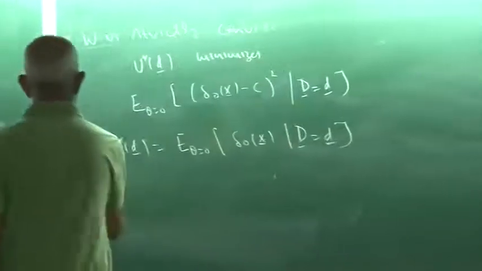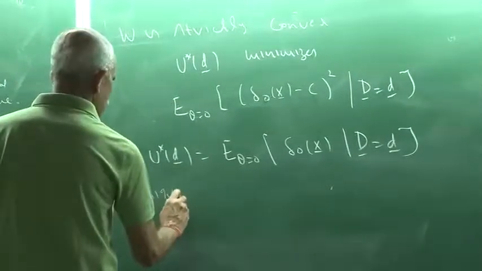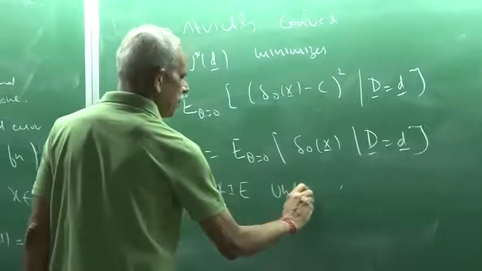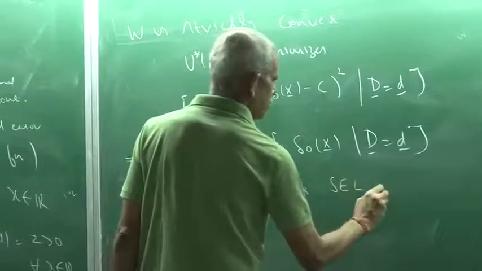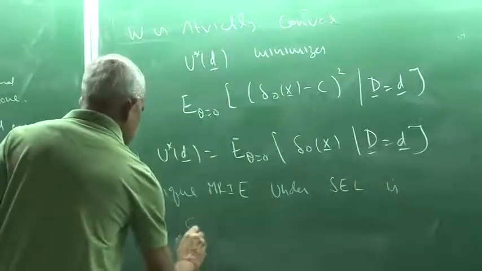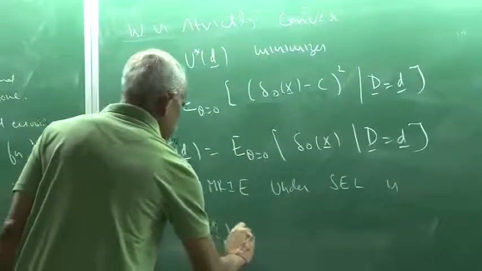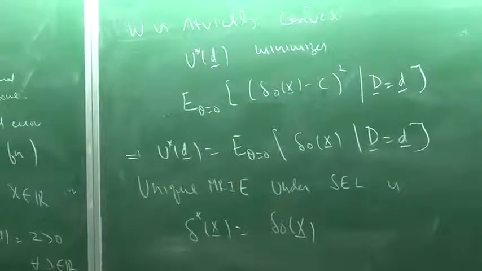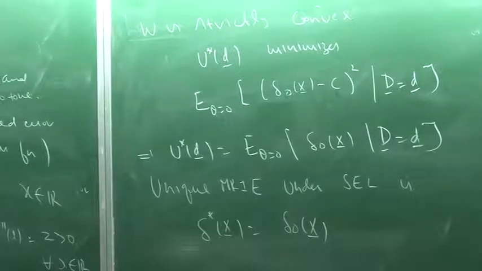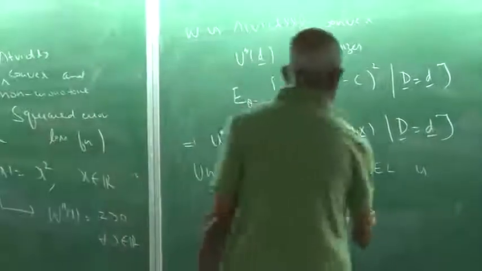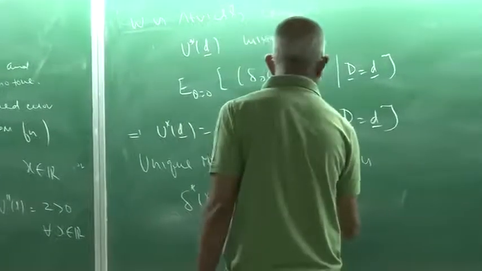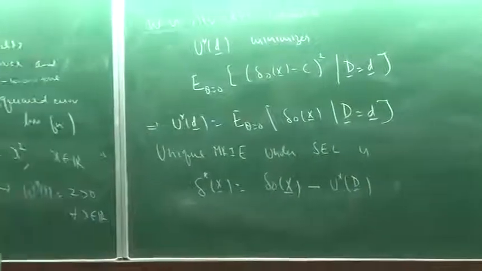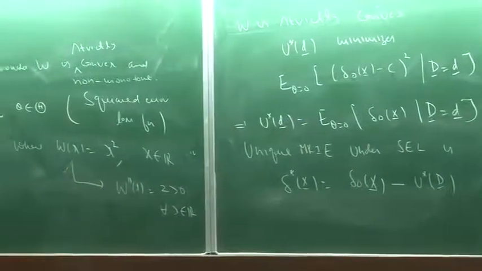So the unique MRIE under the squared error loss function is delta star x, which is delta naught x, now this could be any invariant estimator of your choice, minus u star d. And what is u star d? It is the expectation of delta naught x given D is equal to d.